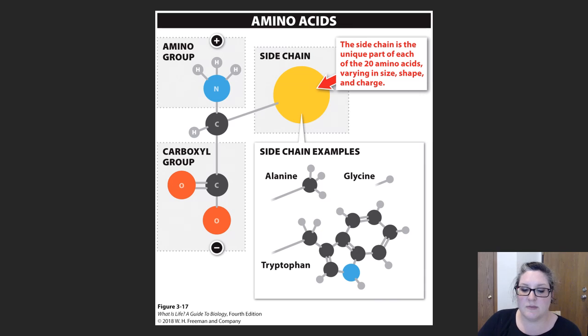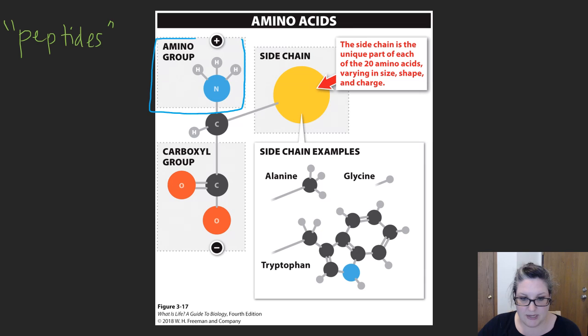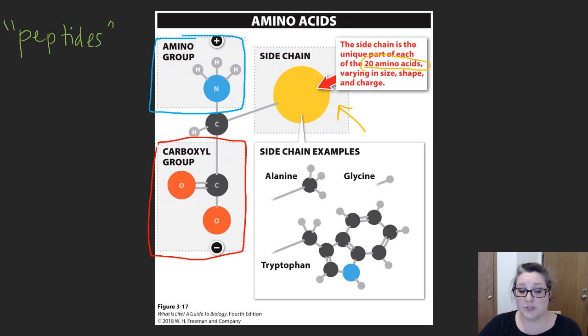Proteins are made up of subunits called amino acids that are also sometimes called peptides. And an amino acid in general consists of 3 parts: an amino group, which has a nitrogen in it, a carboxyl group, which has 1 to 2 oxygens depending on what it's bound to, and a side chain. Now there are 20 different side chains, and they all have different compositions and structures.